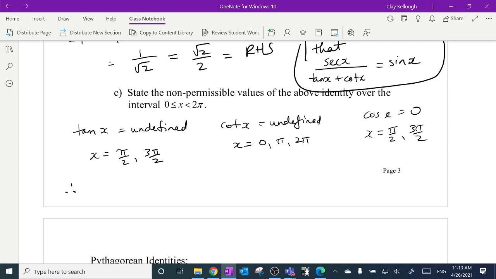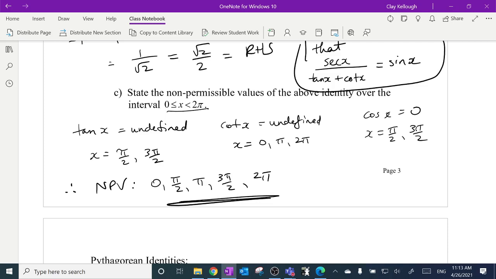So therefore, the non-permissible values of this identity, from 0 to 2 pi anyway, are 0, pi by 2, pi, 3 pi by 2, and 2 pi. For every other angle, I know I only tried 2, but for every other angle, that equation was true. That's what makes it an identity. You literally have infinite answers that make it true. From 0 to 2 pi, you just happen to have 5 that make it not work, because it doesn't exist there.